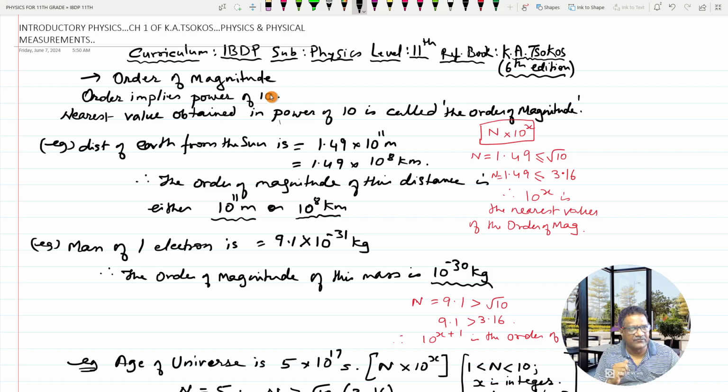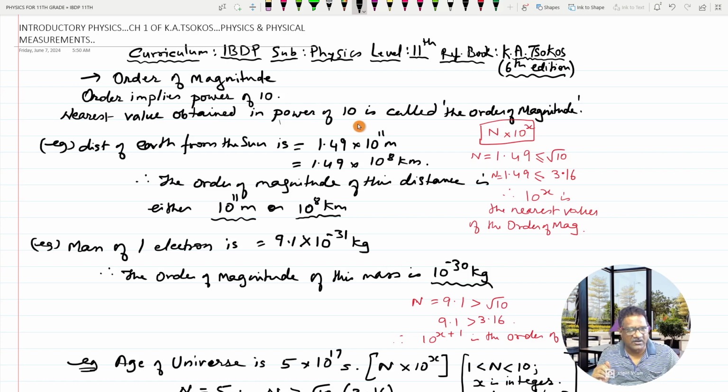What is the meaning of order of magnitude? Now, order implies power of 10. Anything expressed in the form of power of 10, say 10 to the 2, 10 to the 1, 10 to the minus 5, 10 to the 100, all this implies power of 10. So order implies nothing but power of 10. The nearest value obtained in power of 10 is called the order of magnitude. So what is order of magnitude? It is the nearest value obtained in the power of 10. Now, what is the meaning of nearest value?